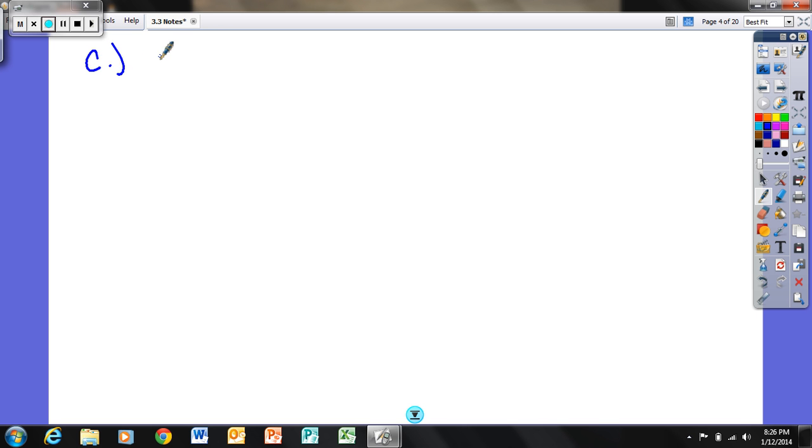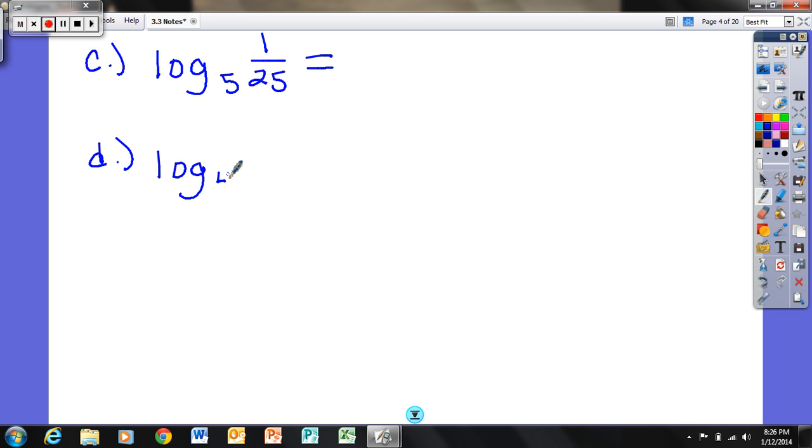Letter C. Log base 5 of 1 over 25 equals what? Letter D. Log base 4 of 1 equals what? And the last example we're going to do in this case, letter E, is log base 7 of 7 equals what? These last two are pretty common and pretty easy, and I'm going to show you why in just a second.